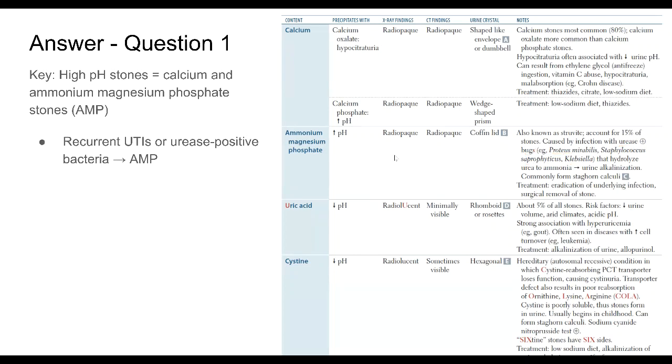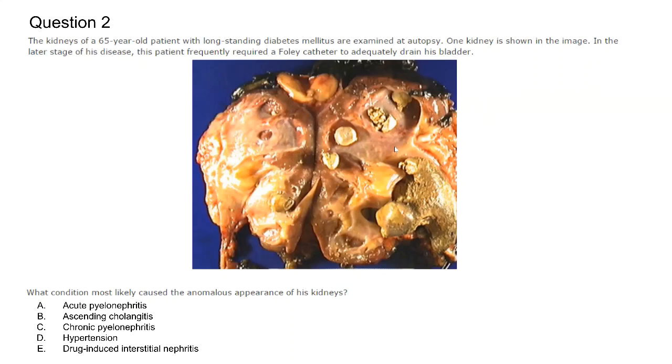All right, the next one, question number 2. The kidneys of a 65 year old patient with long-standing diabetes are examined at autopsy. One kidney is shown in the image. In the later stage of the disease, this patient frequently requires a Foley catheter to adequately drain his bladder. What condition most likely caused the anomalous appearance of the kidneys? Is it acute pyelonephritis, ascending cholangitis, chronic pyelonephritis, hypertension, or drug-induced interstitial nephritis?